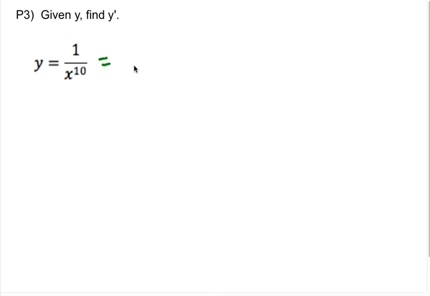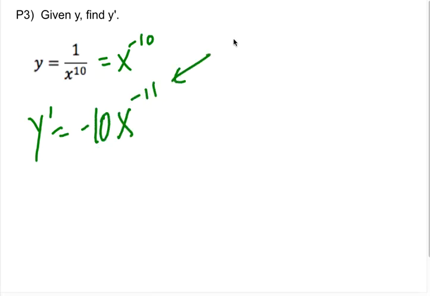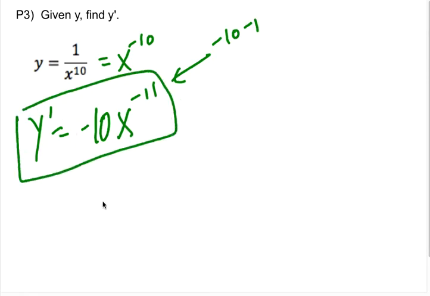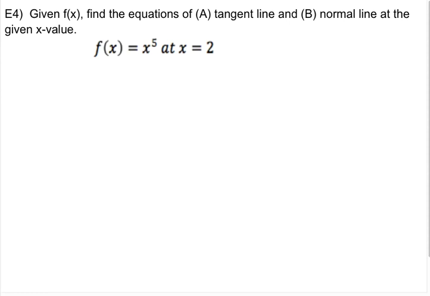So again, the first thing you're going to have to do is rewrite this, right? And then your y prime is going to be negative 10 x to the, and if you can jump to negative 11, that's great. And if you can't jump to negative 11, then that's also fine. So this answer is great. If you want to put it as a negative 10 on top of x to the 11th, that's also fine, right? Cool. Let's go ahead and do E4. So given f of x, find the equations of the tangent line and normal line at this value.